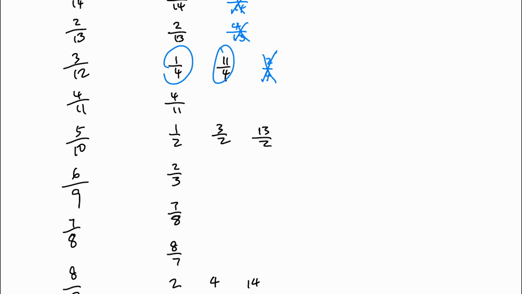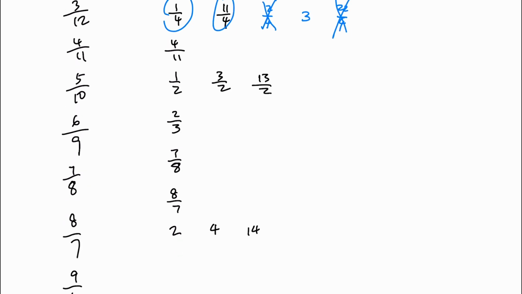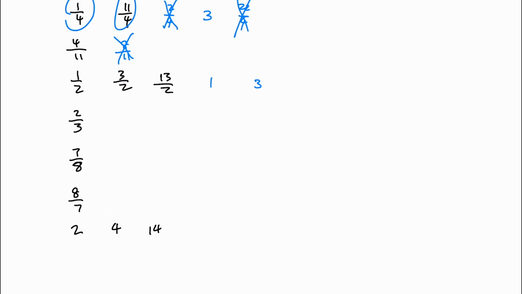If we double this, we get 22 over 4. That is not an integer. If we add them, we get 3. That is an integer. If we double this, we get 8 over 11. That's not an integer. If we double this, we get 1. If we double this, we get 3. If we double this, we get 13.